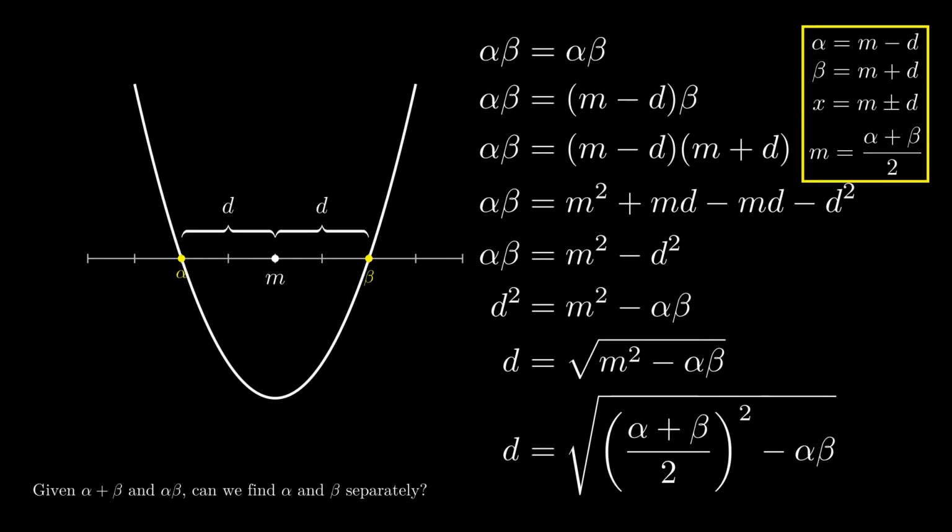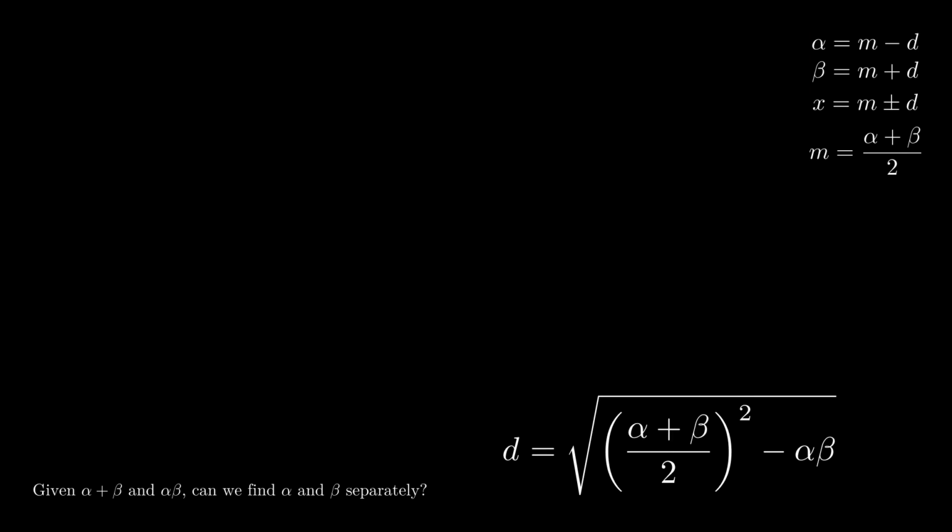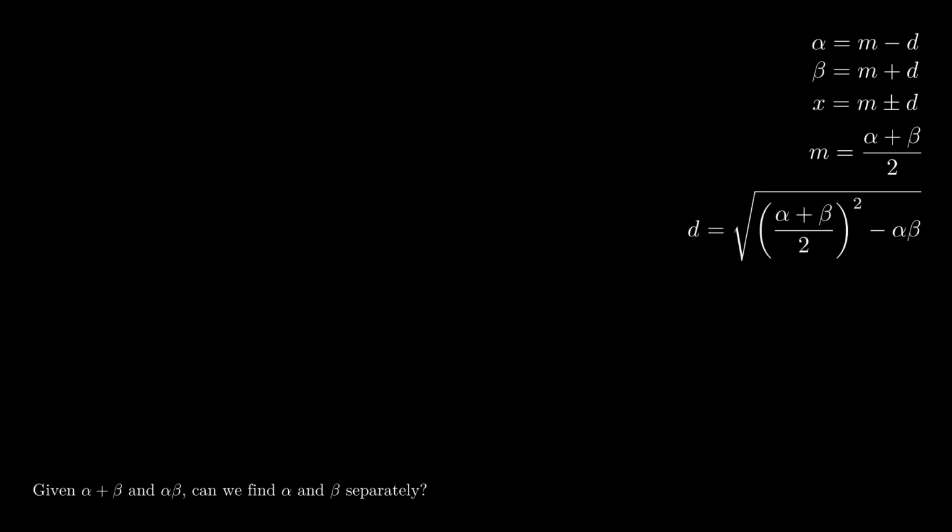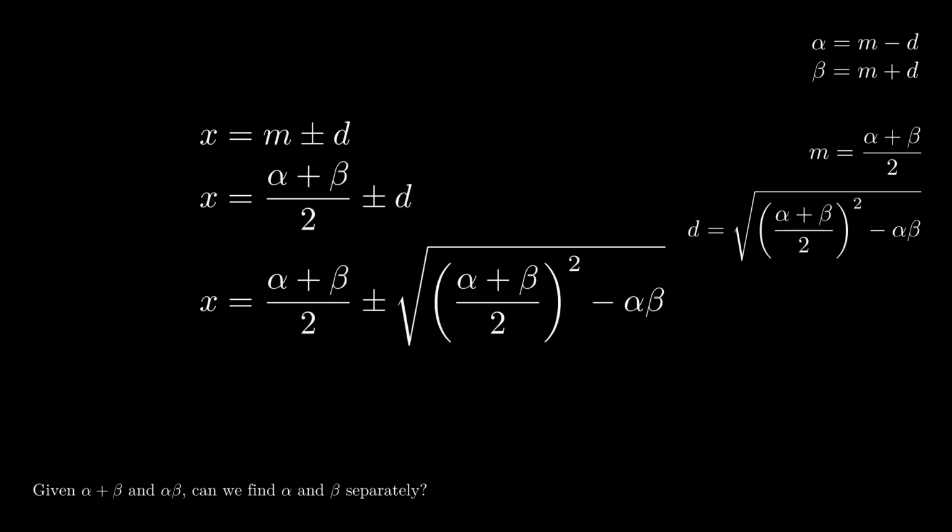Now, we have definitions for the midpoint and the distance. If you substitute these definitions inside the equation for the roots, you will notice that the only unknowns are just the sum of the roots and the product of the roots. Finally, we can solve for the roots because at the start, we are given the sum and the product of the roots.